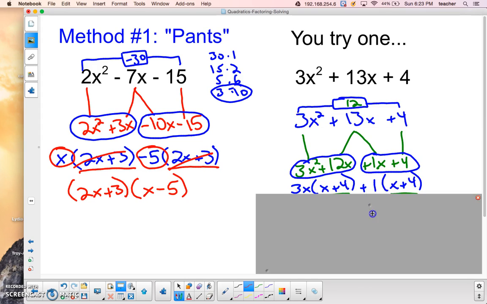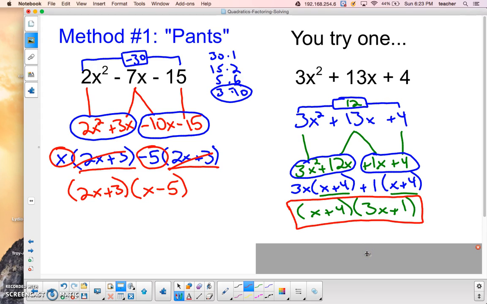Okay, you should have had a chance to do that. And check your work, see if you got the same answer. If you didn't, go back and look. Now yours might be in the opposite order, so that's okay. You can have the 3x plus 1 first and the x plus 4 second. Any questions that you have, jot them down, and we'll talk about them together in class.